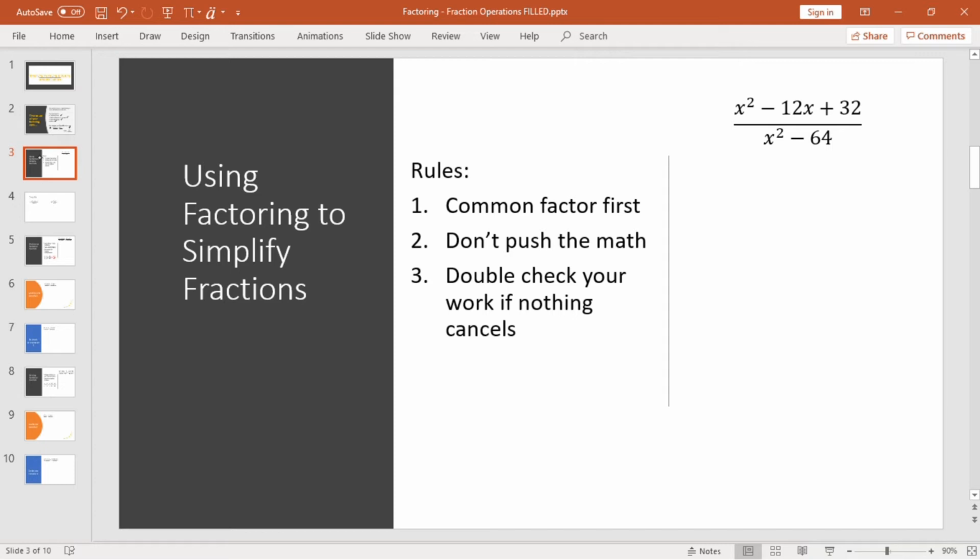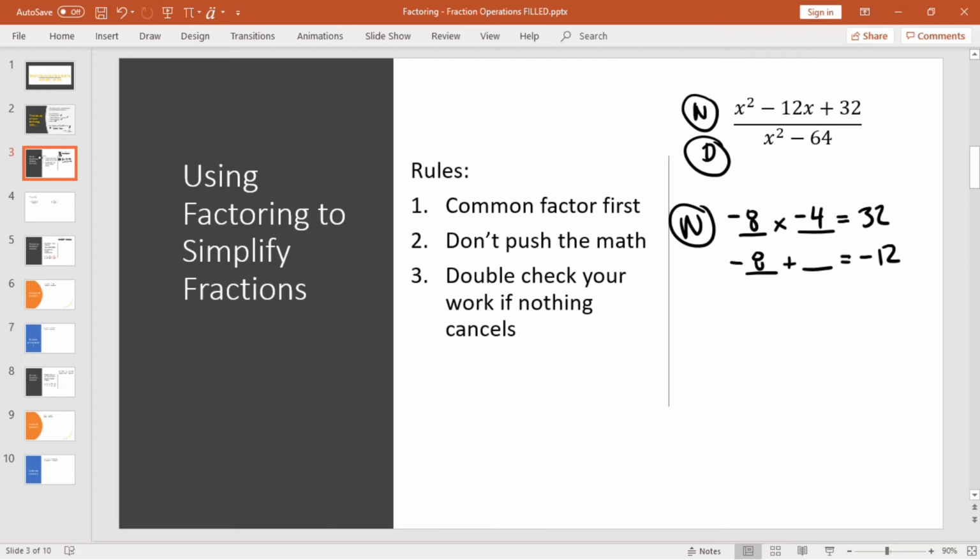We have a numerator and a denominator, n and d. So first I'm going to factor the numerator. And I see that it's x squared minus 12x plus 32. So I need things that multiply to 32 and add to negative 12. So I know that they both could be negative. I can make 32 with 8 and 4, and conveniently, if they're negative 8 and negative 4, they combine to negative 12. And because this is a simple trinomial, where a is equal to 1, I'm done. You don't have to do the extra step that we do with the harder trinomials.